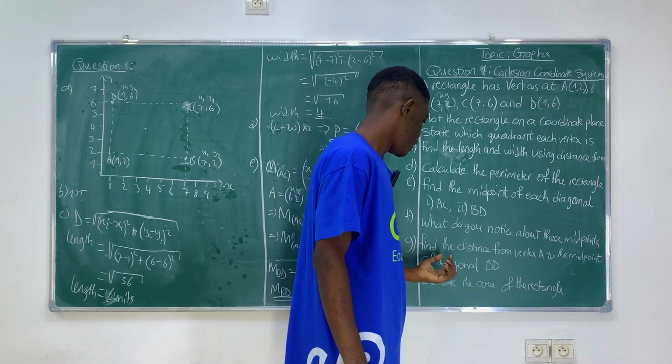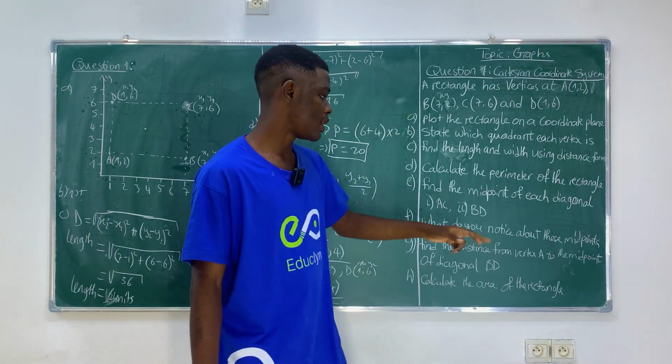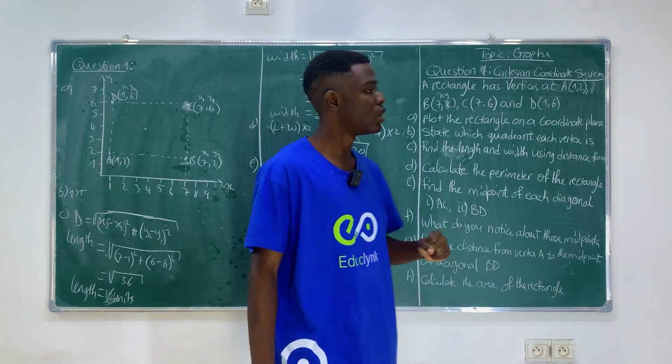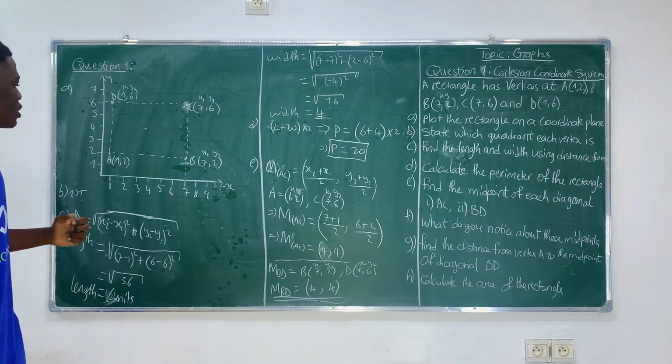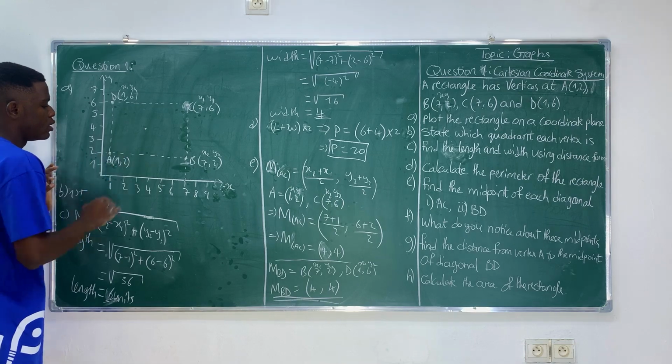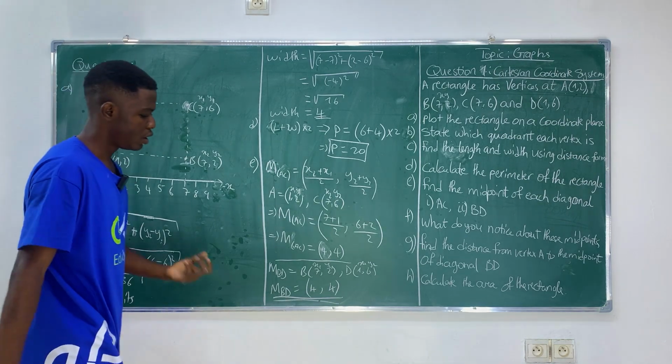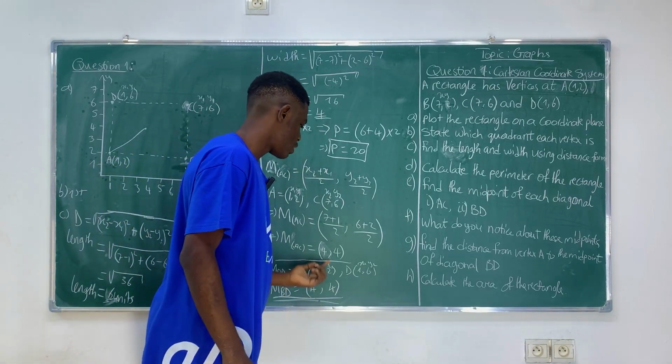Alright, line G. Find the distance from vertex A to the midpoint of the diagonal BD. The distance from vertex A, where is vertex A? This is vertex A. The distance from vertex A to the midpoint of diagonal BD.